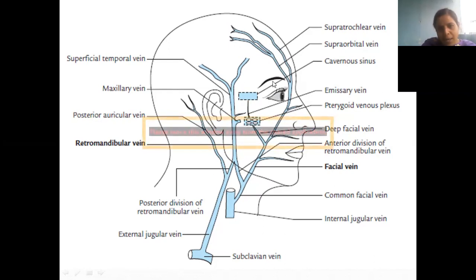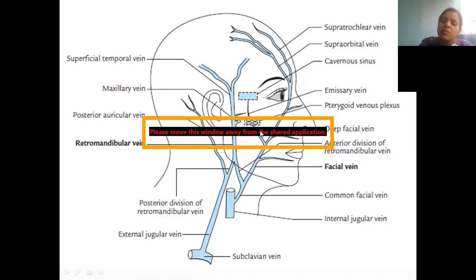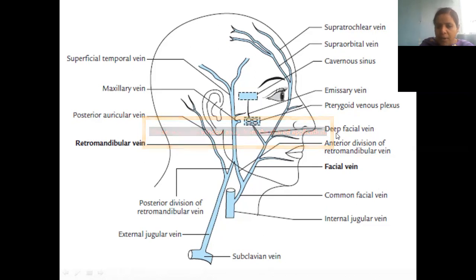Let me repeat again. We have supratrochlear vein, supraorbital vein draining into angular vein. This whole thing is facial vein. Facial vein is draining into common facial vein. Common facial vein is draining into internal jugular. Over. Then this facial vein is also receiving the venous network, cavernous sinus, emissary vein, pterygoid plexus of veins, and the deep facial vein. Okay.